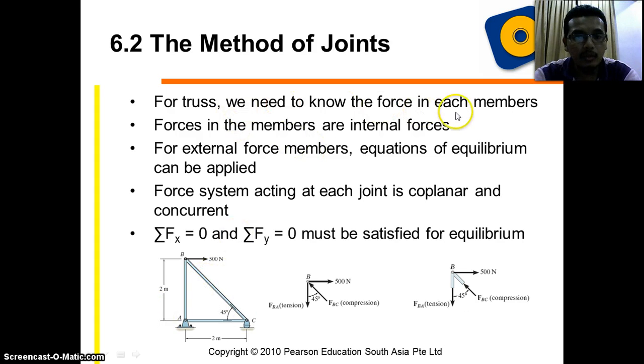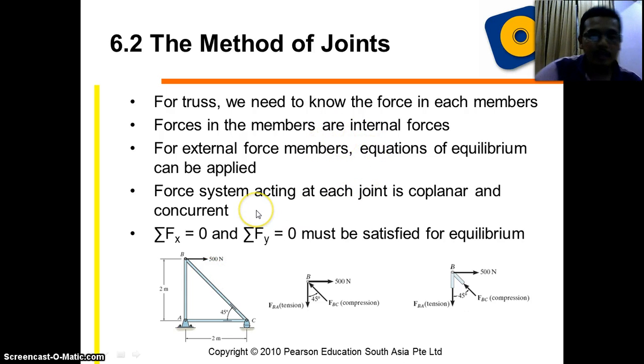For a truss, we need to know the force in each member. Forces in the members are internal forces. For external forces, the equations of equilibrium can be applied. You can see here 500 Newton, the support reaction at E, and the support reaction at C. So we again use the equations of equilibrium. All the external forces and support reactions use the equations of equilibrium. But for the internal forces, the forces in the members, we use the method of joints.